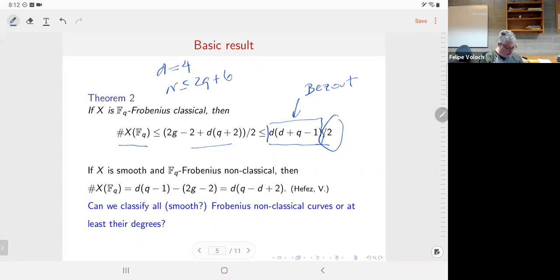And then we generalized it to curves in higher dimensional spaces by taking osculating hyperplanes, etc. I don't want to talk about that. But I want to explore this bound. I want to discuss the sharpness of this bound and examples and so on. And I want to talk a little bit about Frobenius non-classical curves as well. So let's go back to the previous slide.